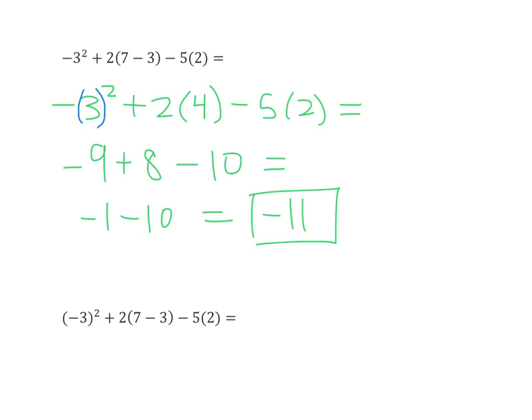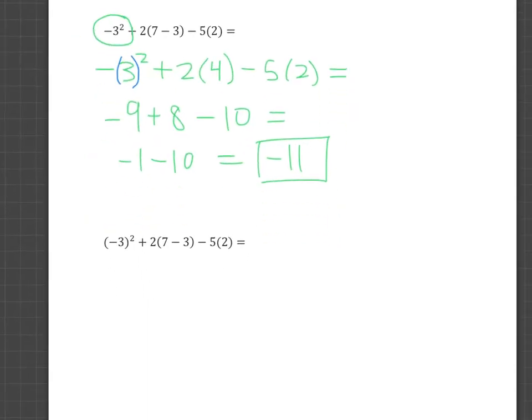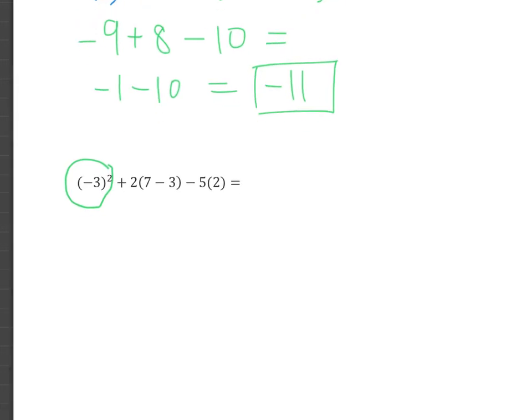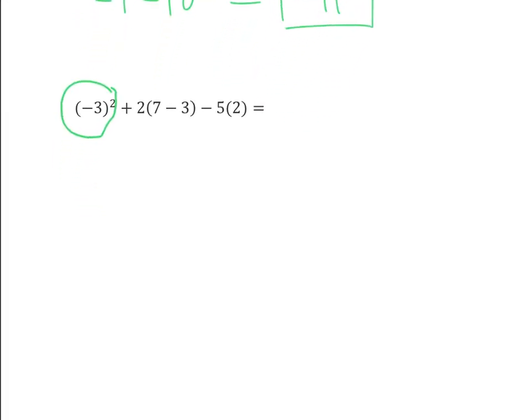Now, we had negative 3 squared here. Let's look at the next problem where we have negative 3 inside parentheses squared. Let's save that for a second and take care of inside the parentheses, which just like the previous one is 4.